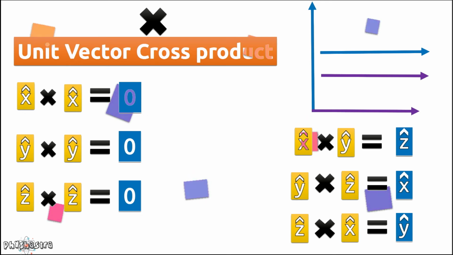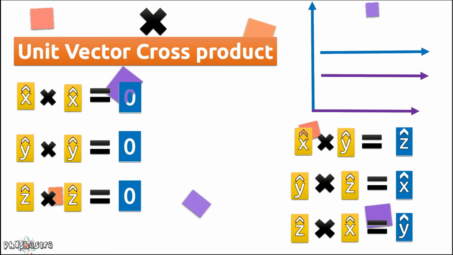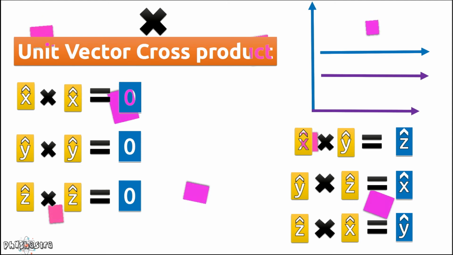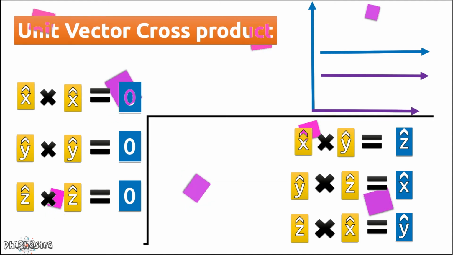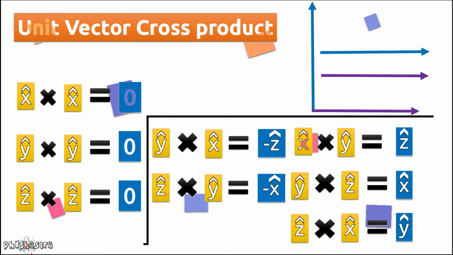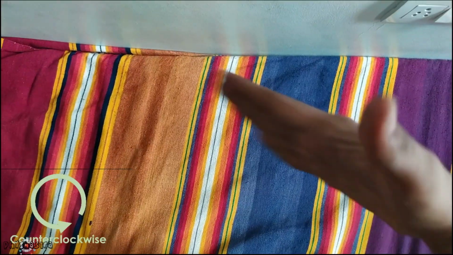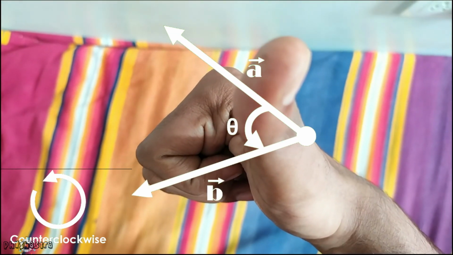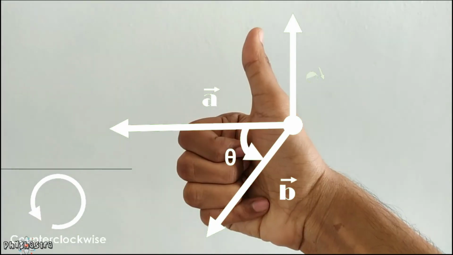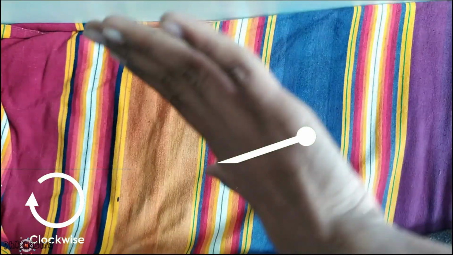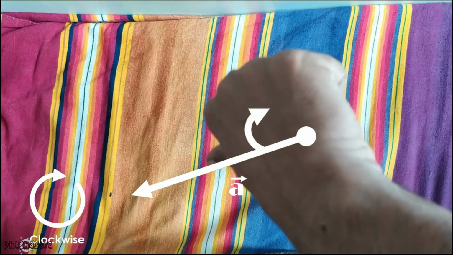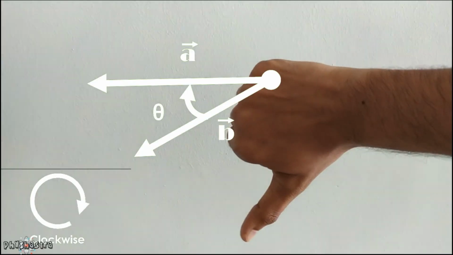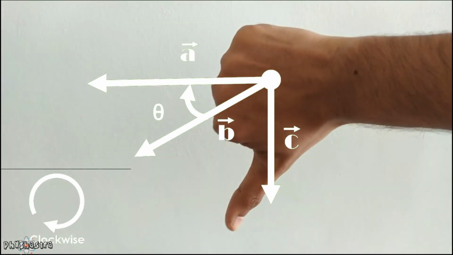Remember that the cross product is not commutative. So if we reverse the order of multiplication of the cross product, we will get the opposite sign in the unit vector. The vector cross product is like a right hand rule. So consider a vector A rotated in a counterclockwise direction by angle theta toward vector B. You will get the vector C pointing upwards. Similarly, if vector A is rotated in a clockwise direction, you will get the negative of vector C, and that is downwards, and this is how the cross product works.